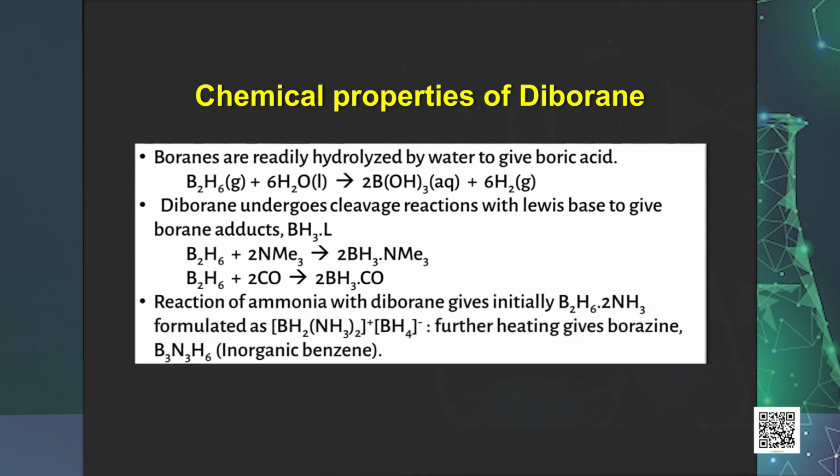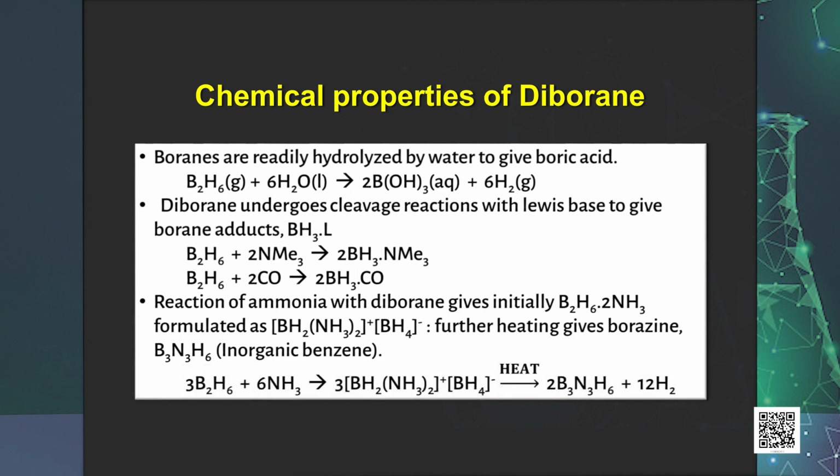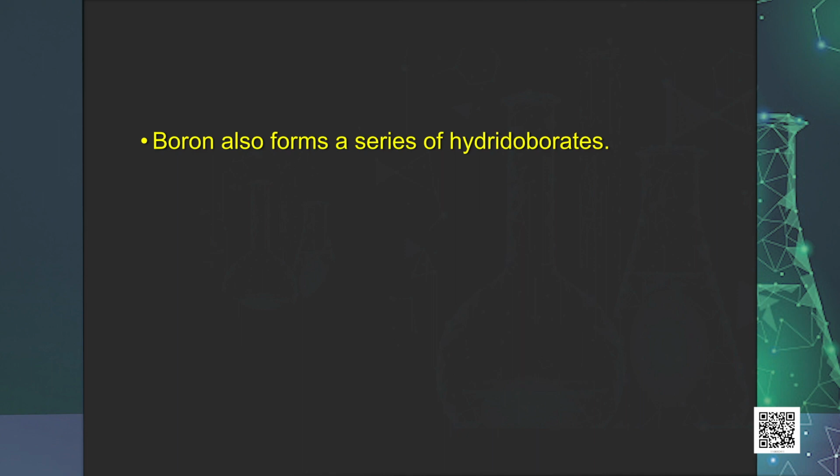Moreover, when diborane reacts with ammonia, it gives initially B2H6.2NH3, and on further heating yields borazine, also known as inorganic benzene, as it resembles benzene in its ring structure with alternate BH and NH groups. It is also aromatic. Although benzene and borazine resemble each other in structure, they differ in several chemical properties. The reaction is expressed as 3B2H6 plus 6NH3 giving 2B3N3H6 plus 12H2.